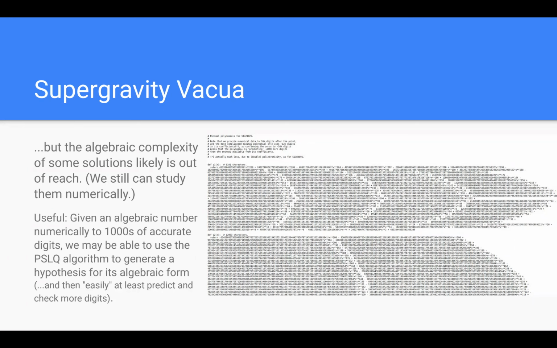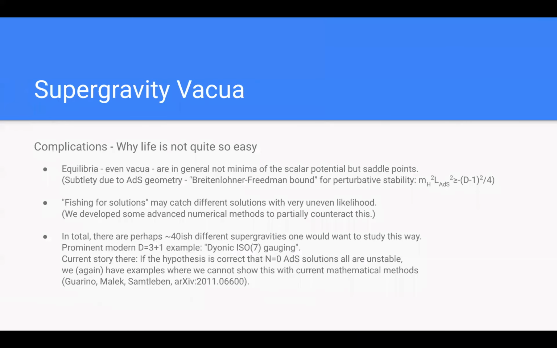We do think that for quite a few other solutions, we might not be able to ever get the algebraic form because of its complexity. And so numerics is the best we can do in these cases. So overall, life is not quite so easy with this problem due to a few complications. The first one is that the equilibria, even the vacua here, are in general not minima of the scalar potential, but saddle points. And there's a subtlety here.